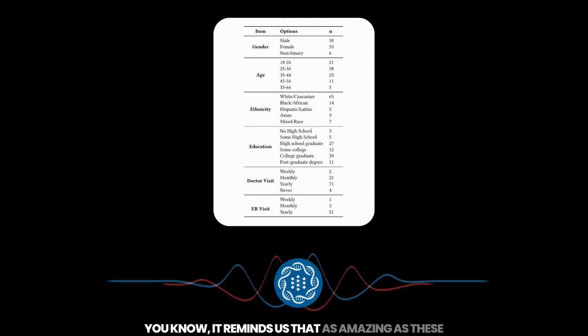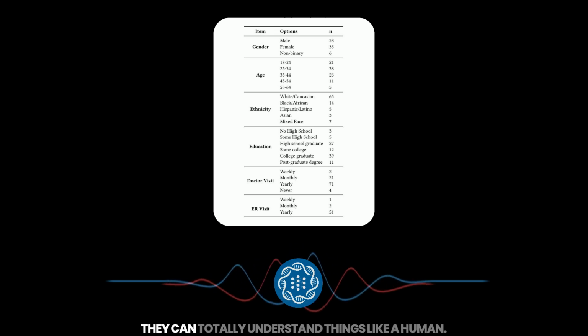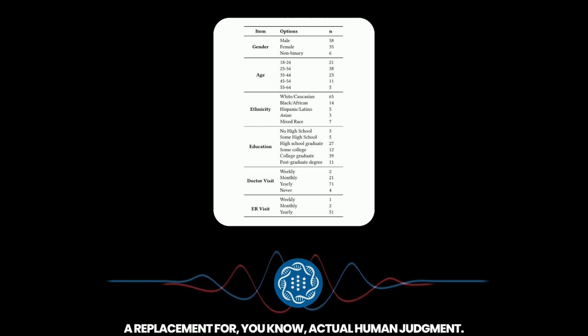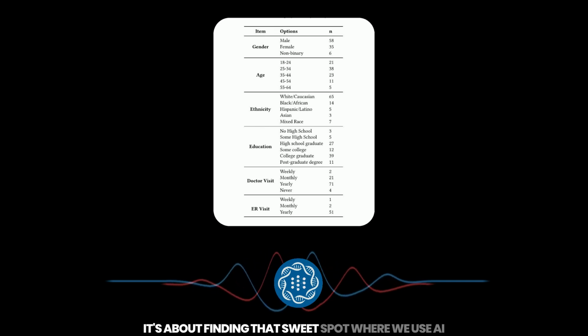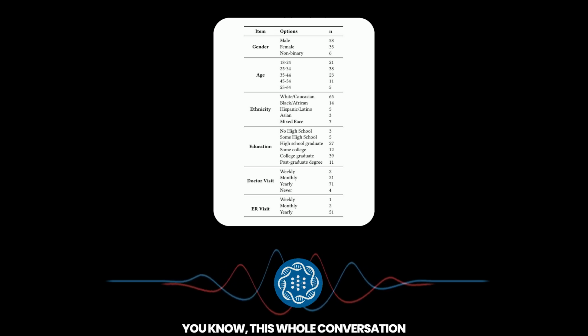It reminds us that as amazing as these LLMs are, they still have a ways to go before they can totally understand things like a human. So they're a really cool tool, but not a replacement for actual human judgment. Exactly. It's about finding that sweet spot where we use AI to help us, not to do everything for us. Makes sense. This whole conversation has really got me thinking.